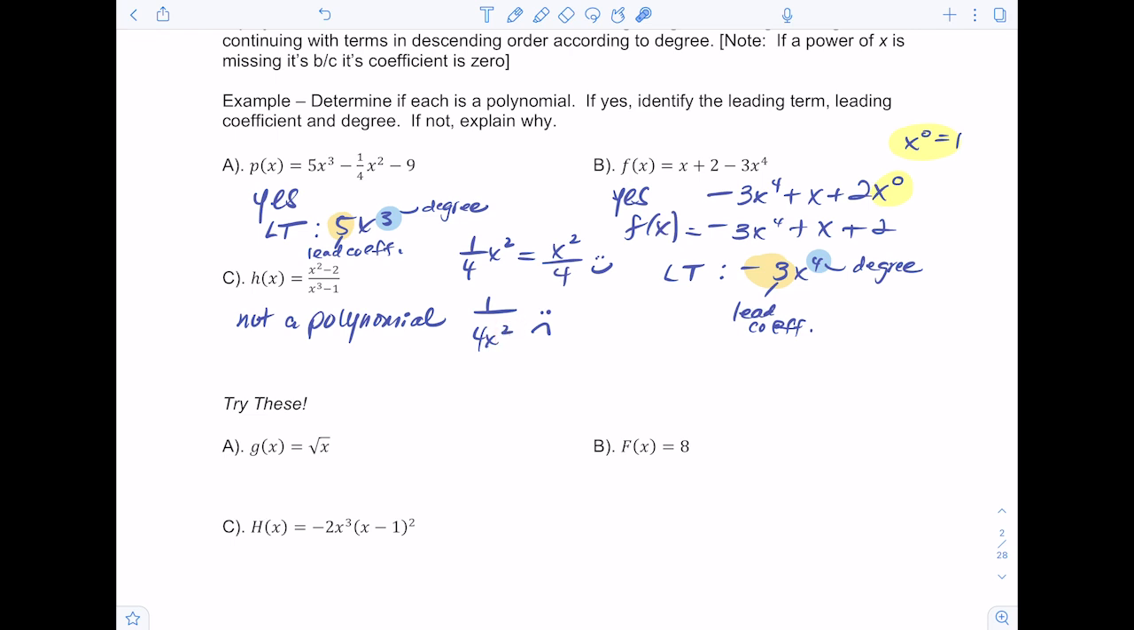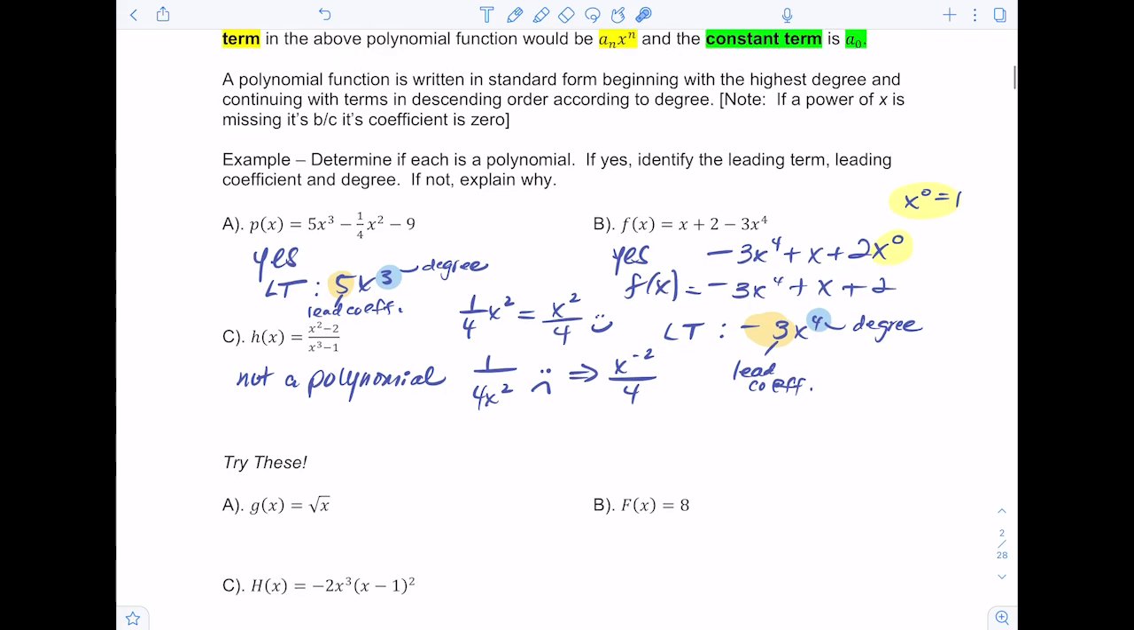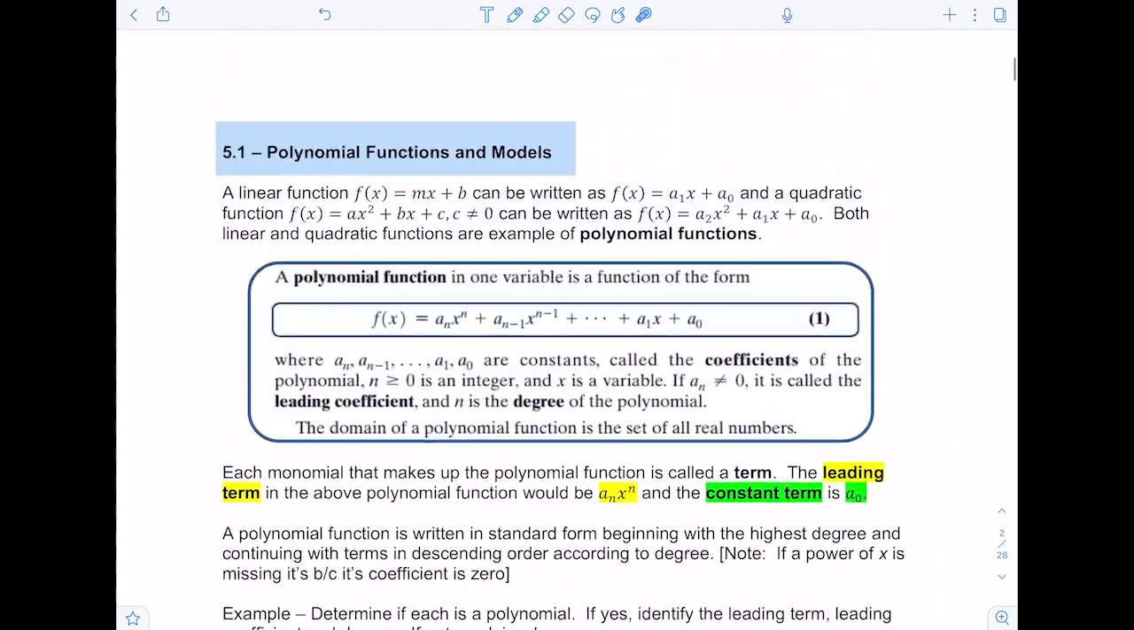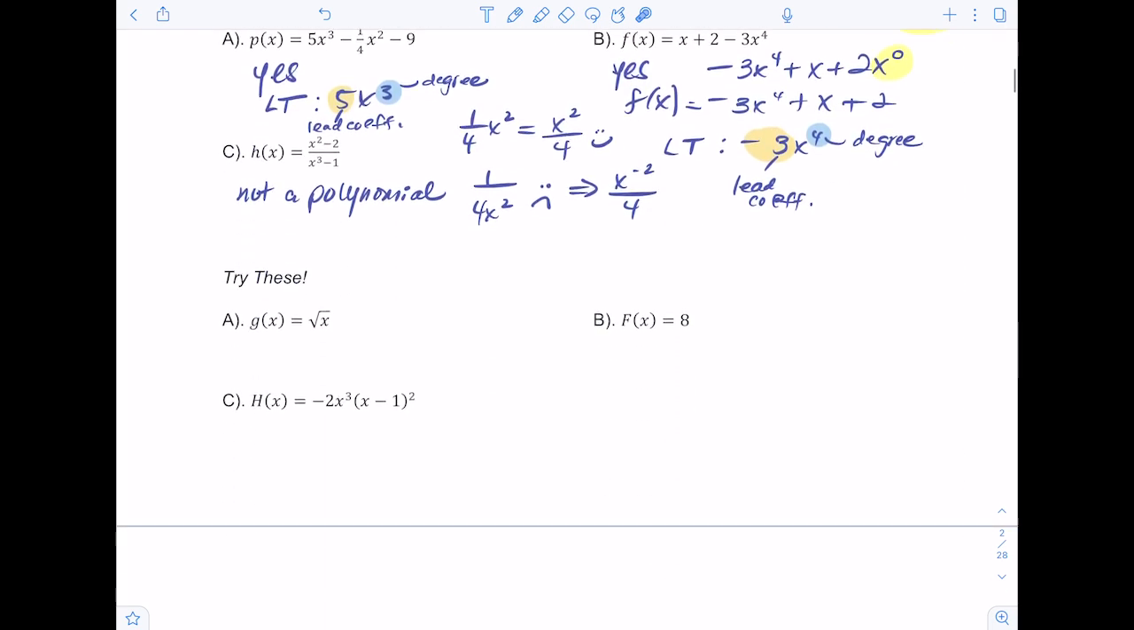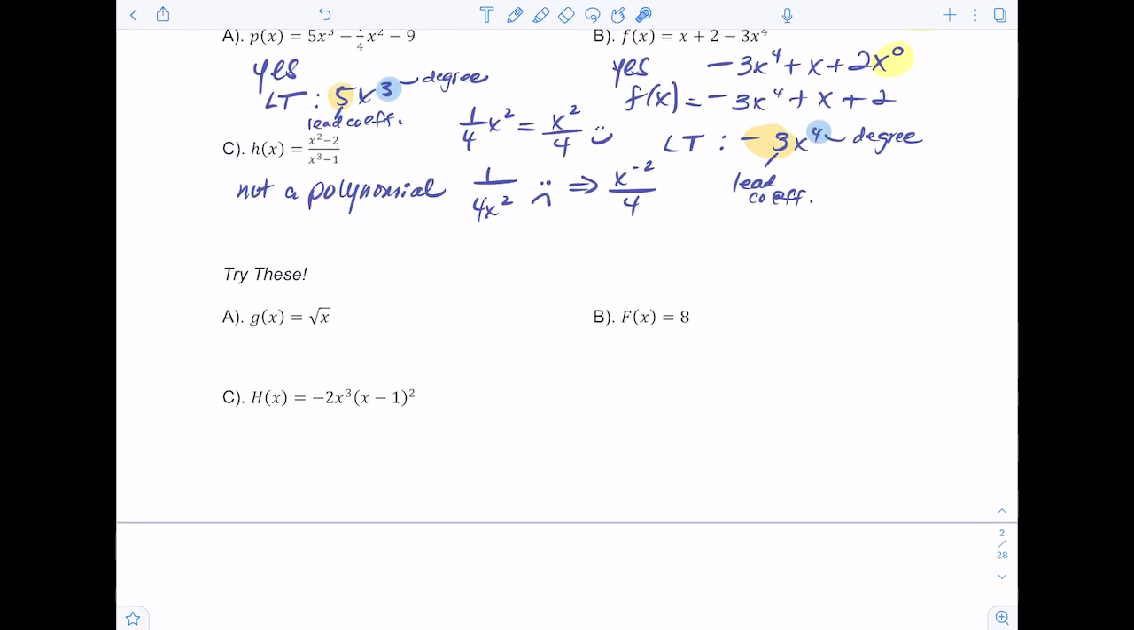So if you'll recall from algebra, if I was to take this x squared and place it up top, it would be x to the negative second over 4. And remember, we said for polynomials, your powers all have to be greater than or equal to 0. So that tells me why that is not considered a polynomial function. Okay, you can try A through C on your own, and then you can unpause the video when you're ready to move on.